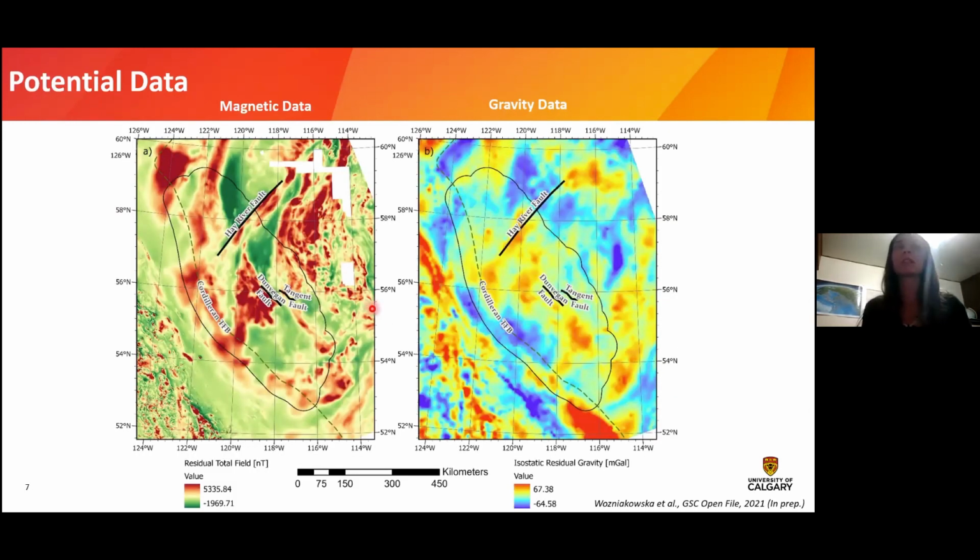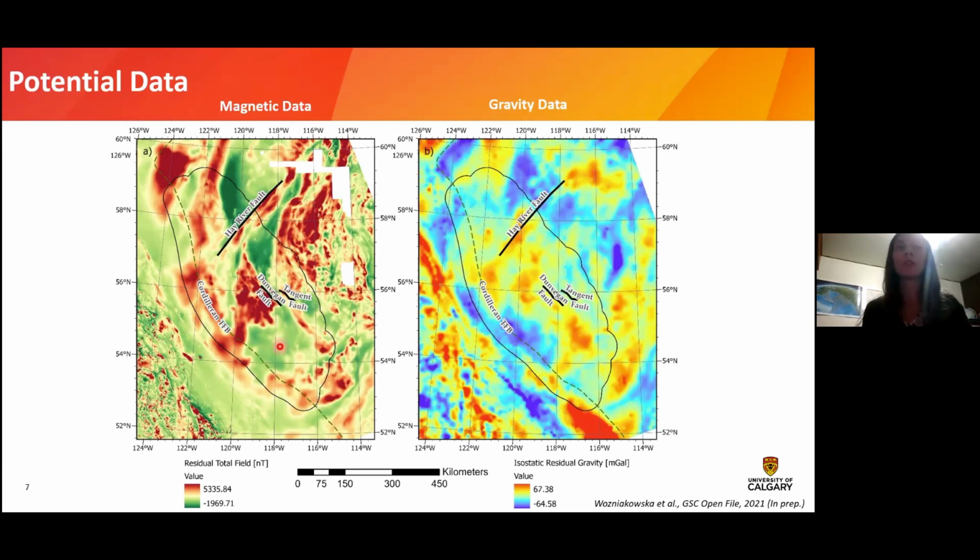I will just briefly mention the potential field data, because we also took a look into that in this area. Here I'm showing the residual total field as well as the isostatic residual gravity. One thing that we can notice are those magnetic domains that appear east of the Cordilleran Thrust and Fault Belt. So we have those main magnetic domains here. And there are also some expressions of the faults that appear on this anomaly map, which are the Hay River Fault, Dunvegan Fault, and Tangent Fault.